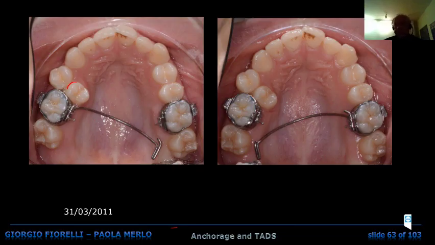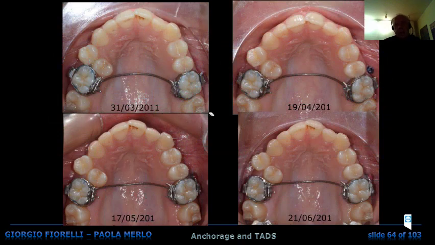What we call geometry 6 activation is symmetrical, and we produce two moments which are equal and opposite. Okay, this is not solving our problem. But after 1 month, we place a TAD here and connect it with this molar. So the same mechanics of the TAD starts moving this molar to the distal.